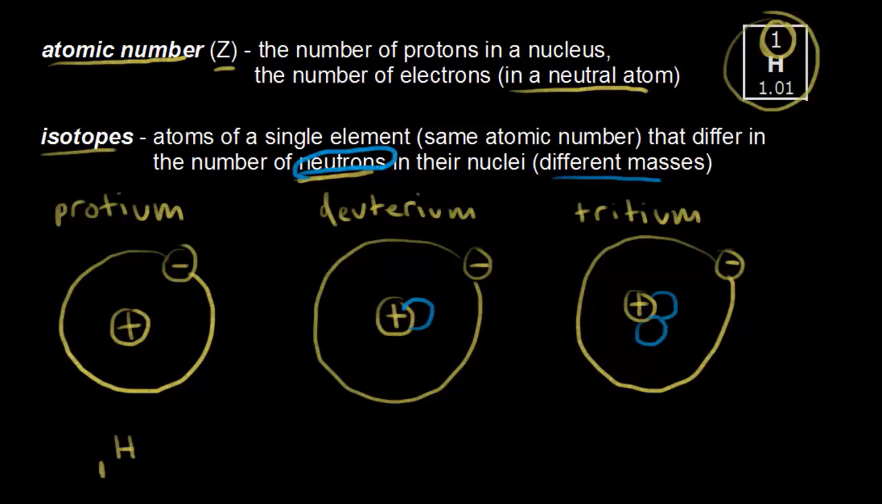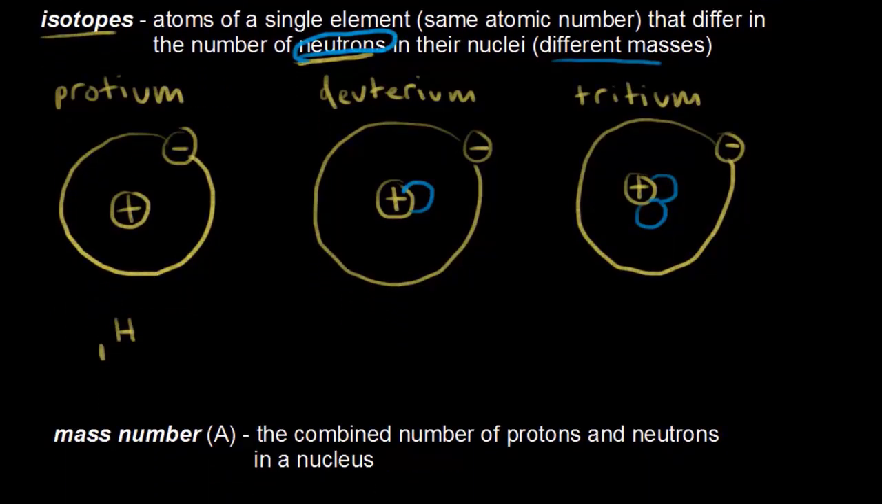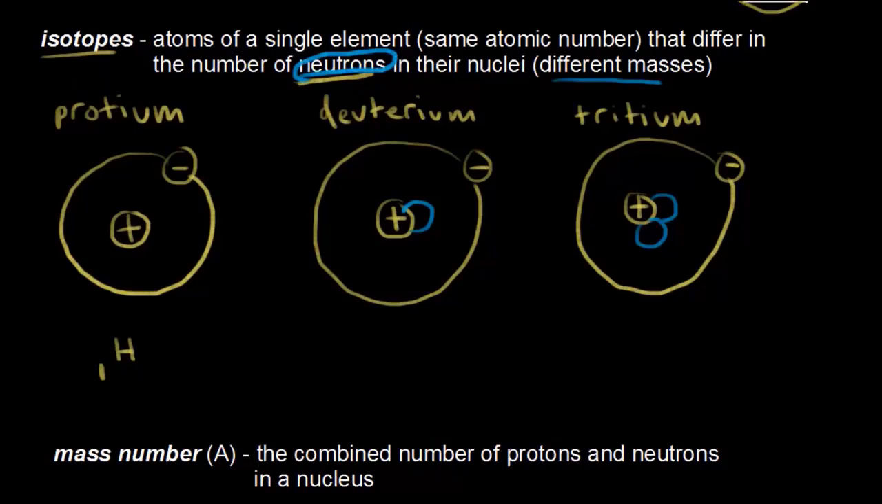So let me move down here so we can look at the definition for the mass number. The mass number is the combined number of protons and neutrons in a nucleus. So it's protons and neutrons, and it's symbolized by A. So A is the mass number, which is equal to the number of protons, that's the atomic number, which we symbolize by Z, plus the number of neutrons. So A is equal to Z plus N.